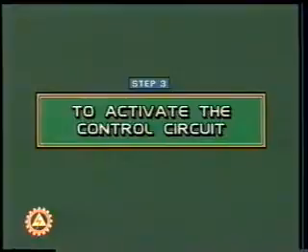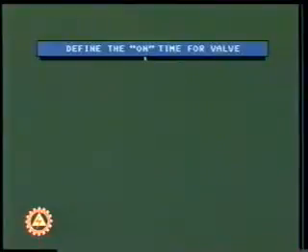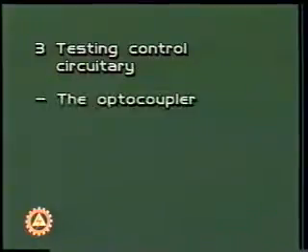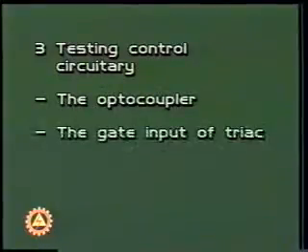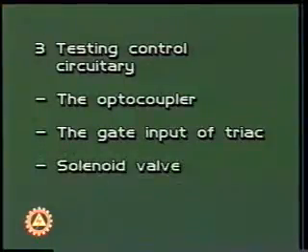We execute software developed in third step and observe that the solenoid valve should be on for the defined time. If it is not, we analyze signal levels at the optocoupler, gate input of the track, and solenoid valve and take the corrective actions.